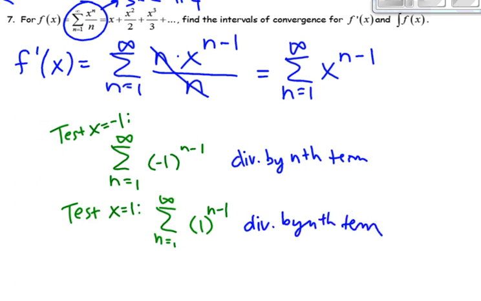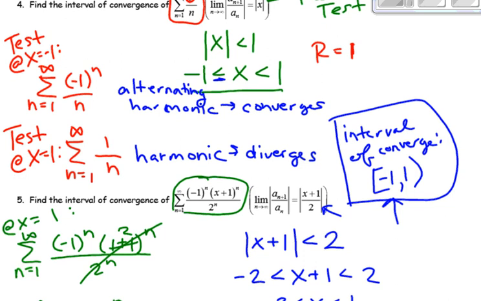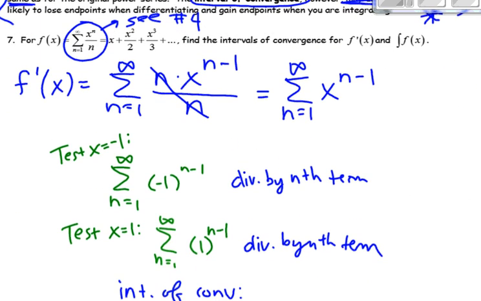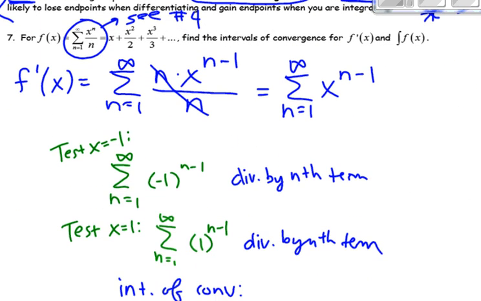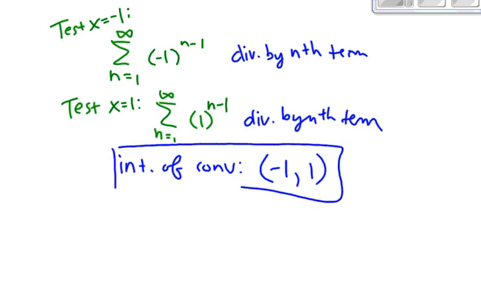So our interval of convergence for the derivative: if you notice in example 4, -1 was inclusive, but 1 was not. And that was dropped for the derivative. The derivative does not include either -1 or 1. So the interval of convergence for the derivative is that.